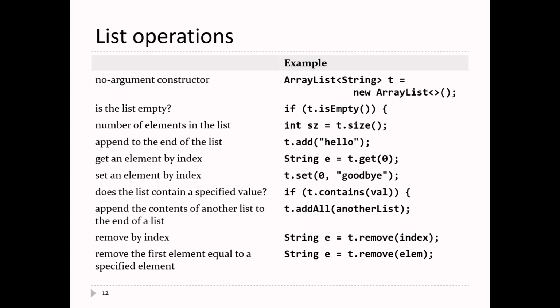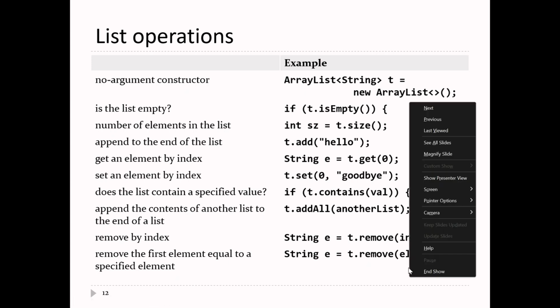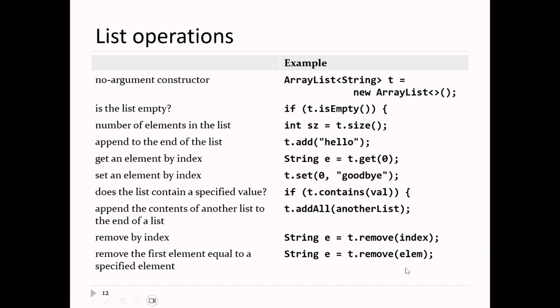If you want to remove the first instance of an object from a list, then you can also pass in a reference to an element, and that will remove the first occurrence of that element from the list. If the element is not in the list, it returns null, so you sometimes have to watch out for that. If you're going to use the second version of the method, you have to make sure that the element is already there, or you have to be prepared for the fact that it might return null.